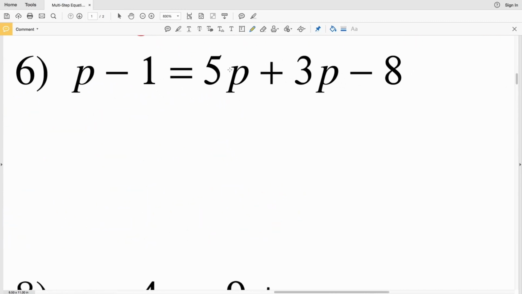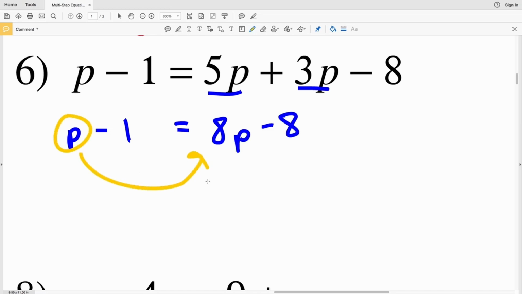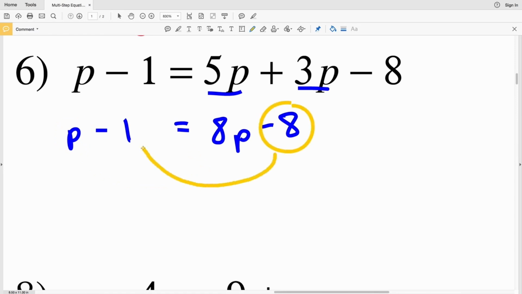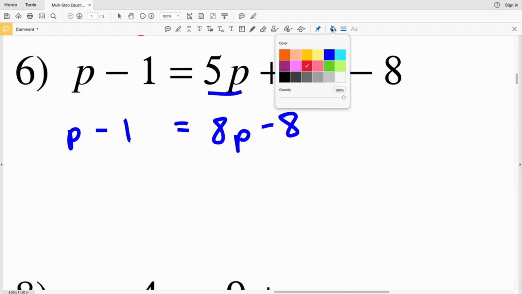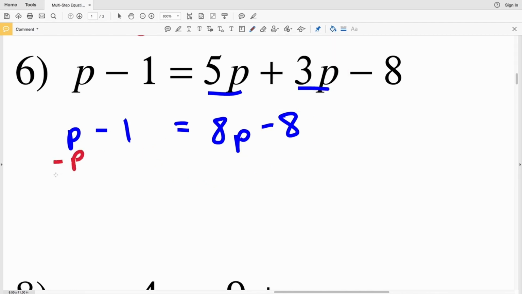Moving on to number 6, we have p minus 1 equals 5p plus 3p minus 8. I'm going to start by combining like terms on the right-hand side. That leaves me with p minus 1 on the left equal to 8p minus 8 on the right. Then I'm going to move this p over to the right so that I have negative 1 remaining, and move this negative 8 over to the left so I only have a p remaining. I'll do that in one single step, subtracting p from both sides and adding 8 to both sides.